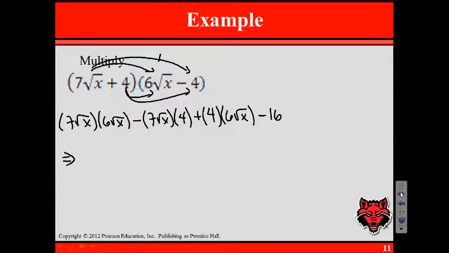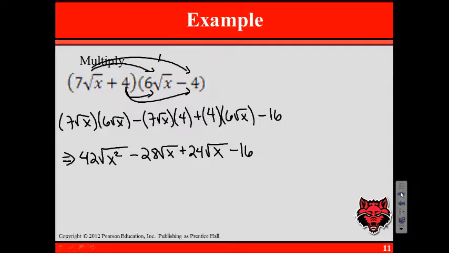As we continue to simplify, we go back to the first term. 7 and 6 are on the outside of the square root. 7 times 6 is 42. Square root of x times x is x squared, minus. The next product, we have 7 times 4 on the outside, so 28 square root of x. The third product, 4 and 6 are on the outside, so plus 24 square root of x. And the last product we've already worked out, we just bring down the minus 16.